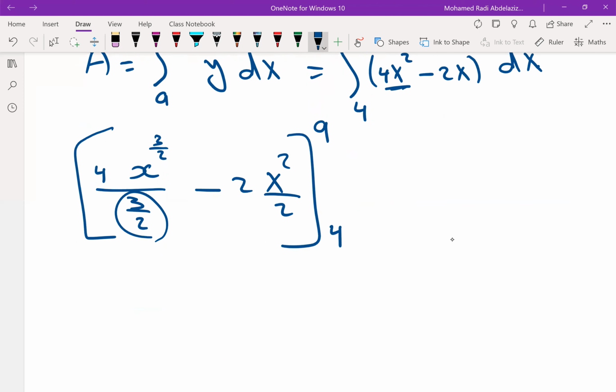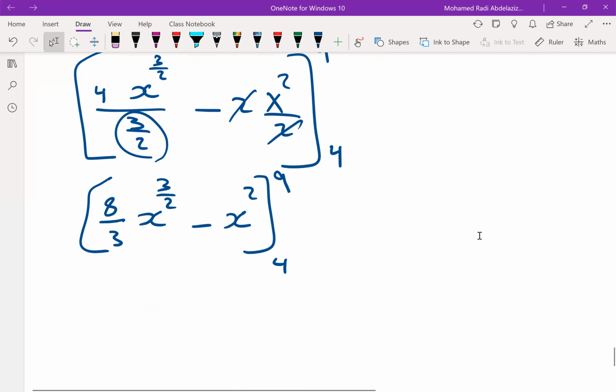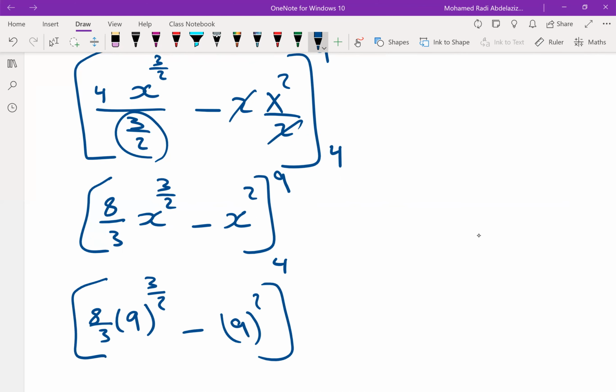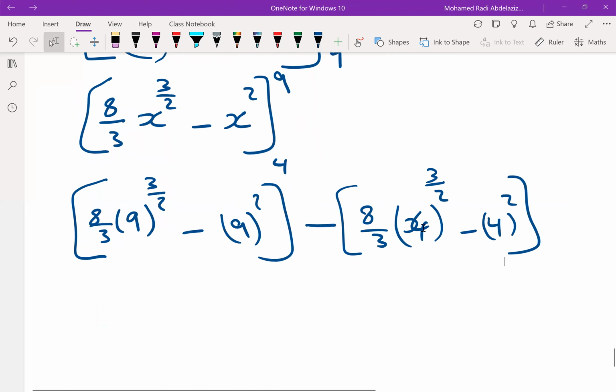Continue. You can simplify. 4 divided by 3 over 2 will be 8 over 3. x to the power of 3 over 2, minus, cancel, will be x to the power of 2, from 4 to 9. Substitute by 9 will be 8 over 3, 9 to the power of 3 over 2 minus 9 to the power of 2. This is the first part. Minus, substitute by 4, 8 over 3, 4 all to the power of 3 over 2, minus 4 squared. Continue, simplify, get your answer.